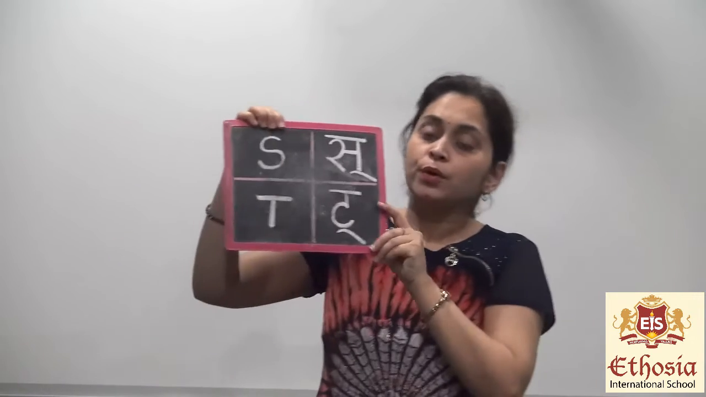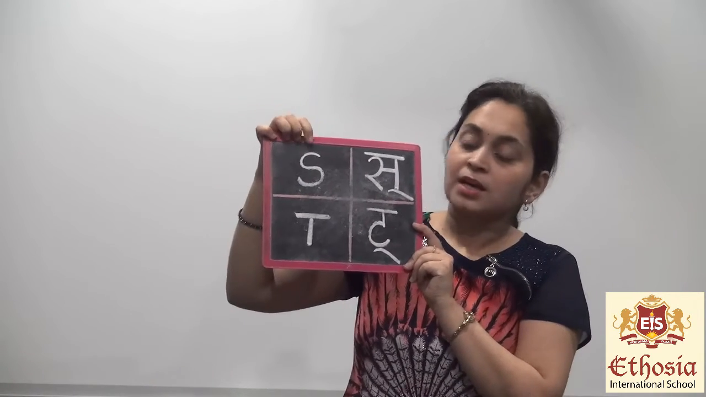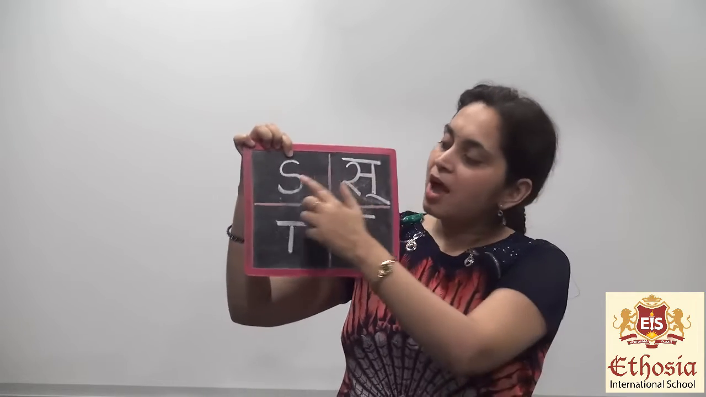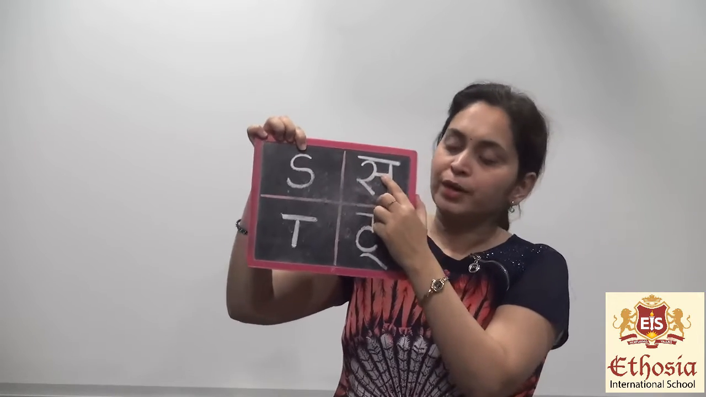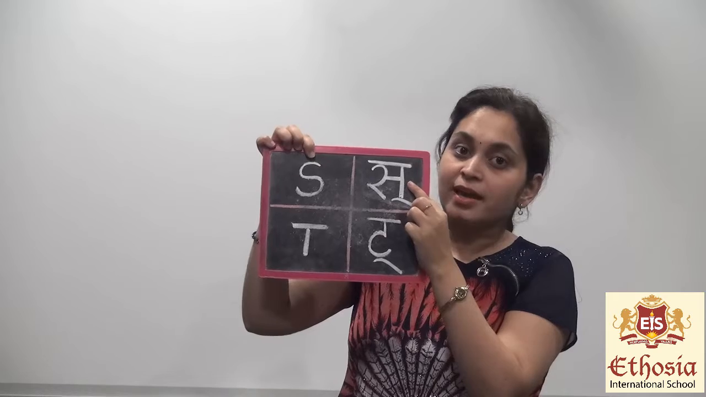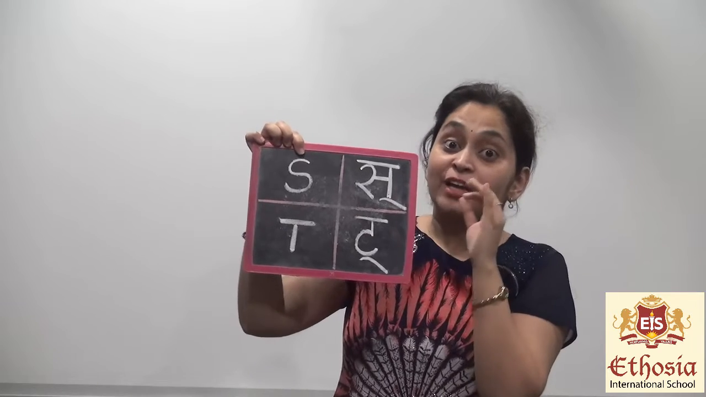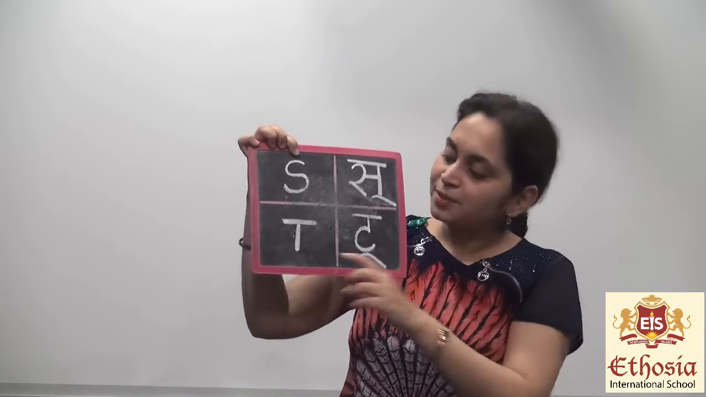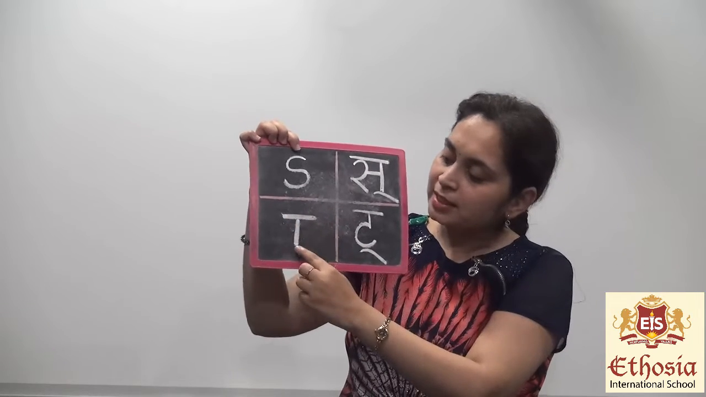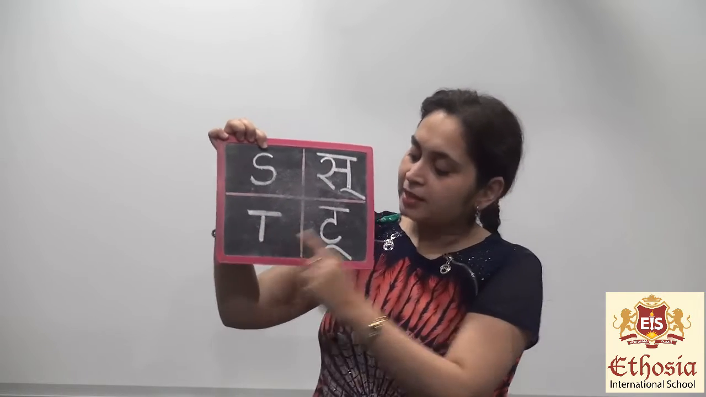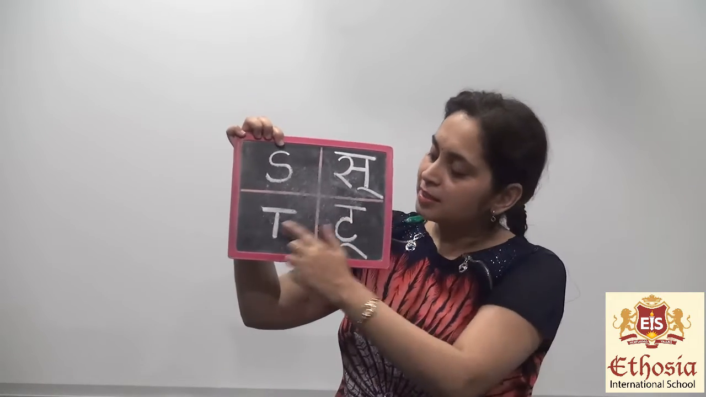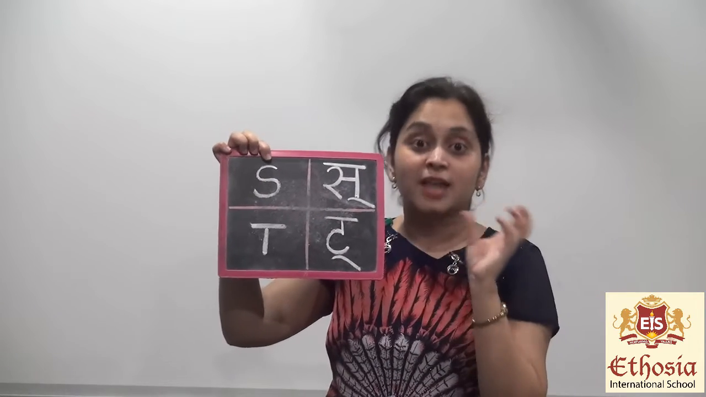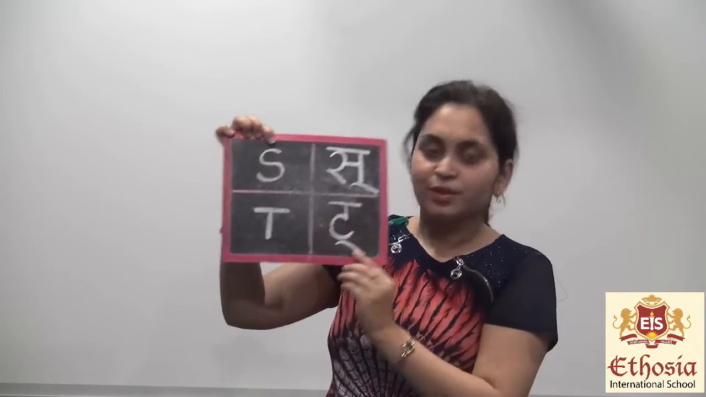Okay, so this is capital S. S says S, like sun is there, and sandwich, sandwich we eat, and many more like this. And this is capital T. T says T, like tomato, tiger, so T, fine.